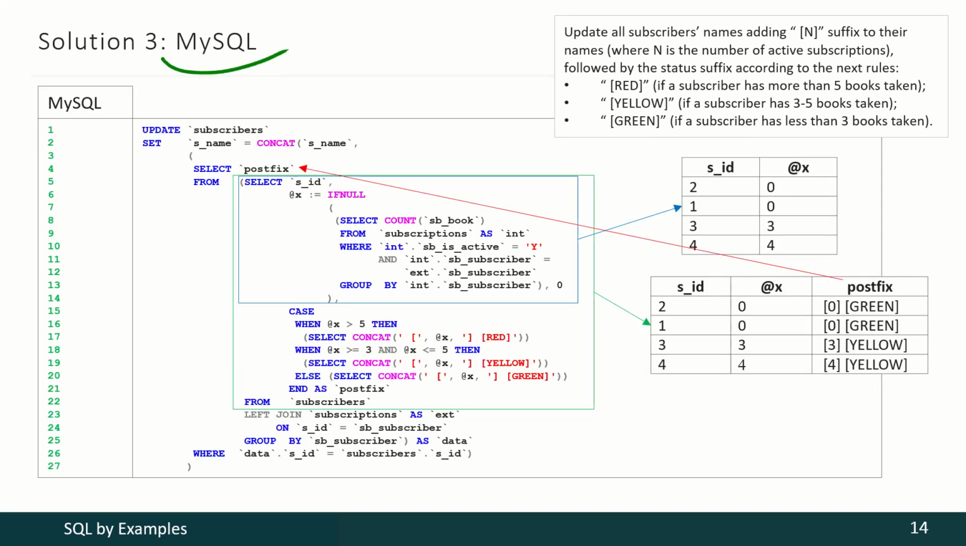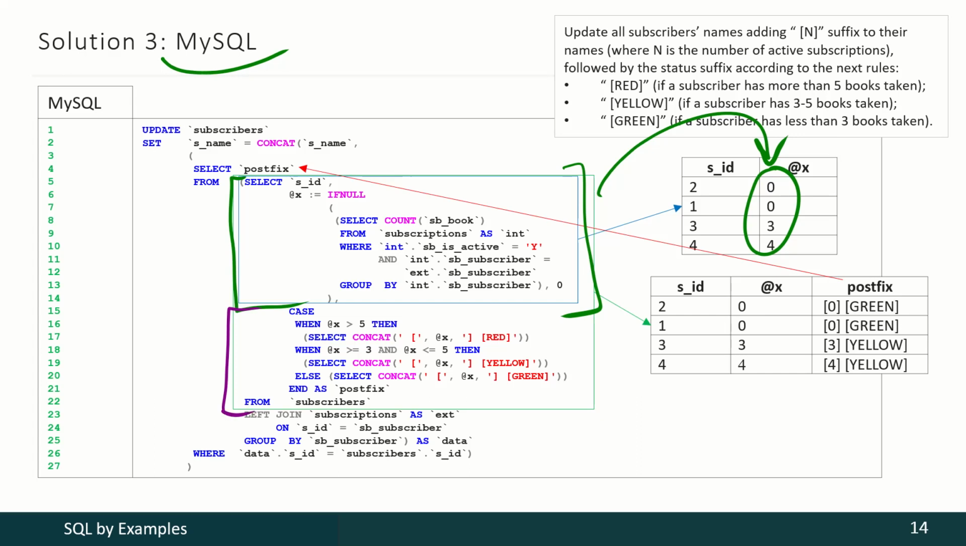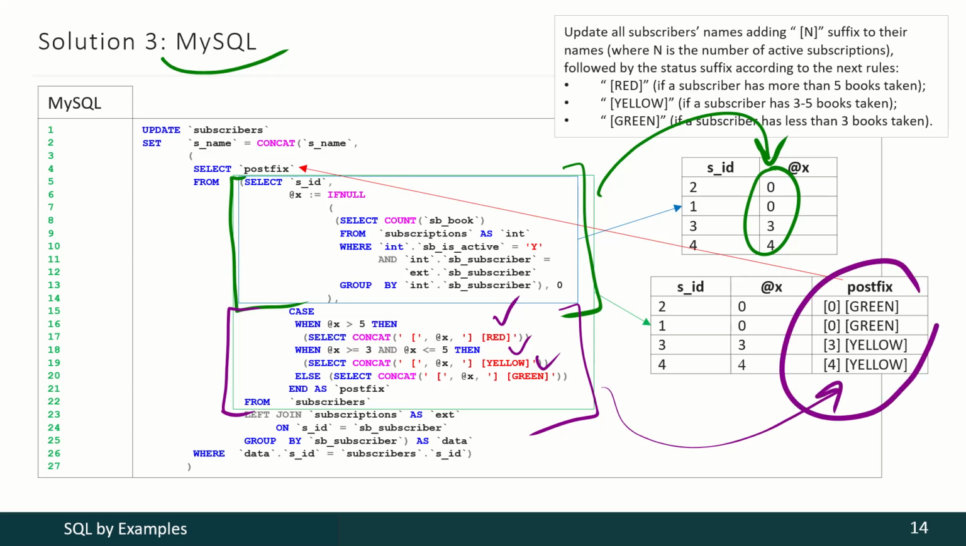Let's start with MySQL. Here in this subquery, we calculate for each subscriber how many books he has now. Then we are using the information about books quantity to generate this final suffix. So this part produces this result. And then we only have to use this result and add it to the initial value of a subscriber's name.